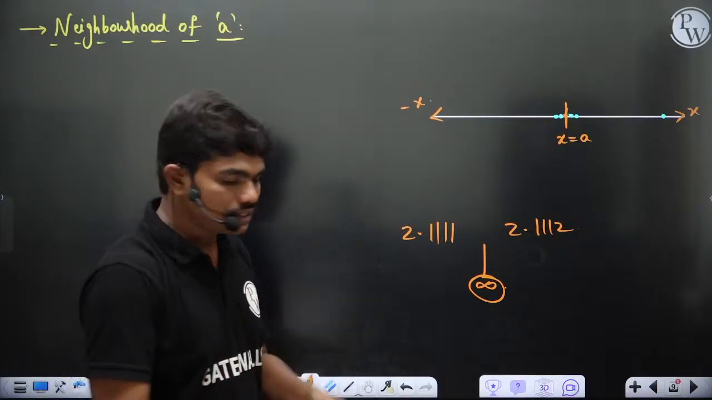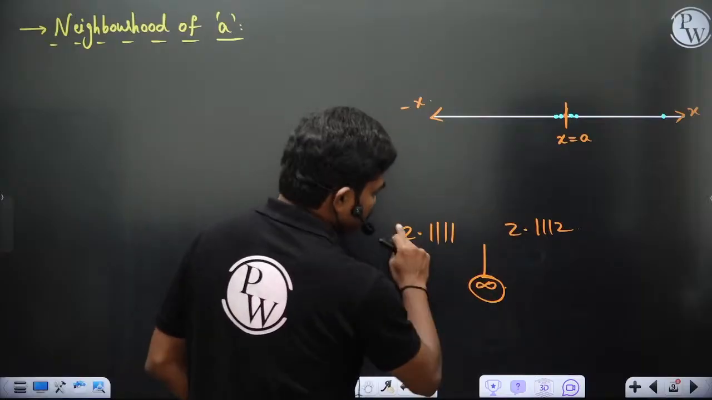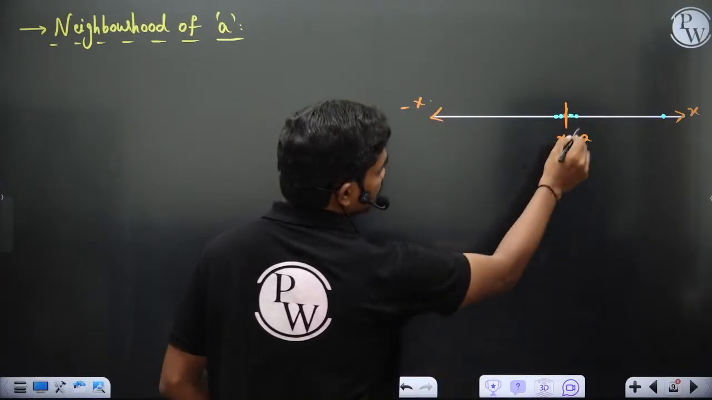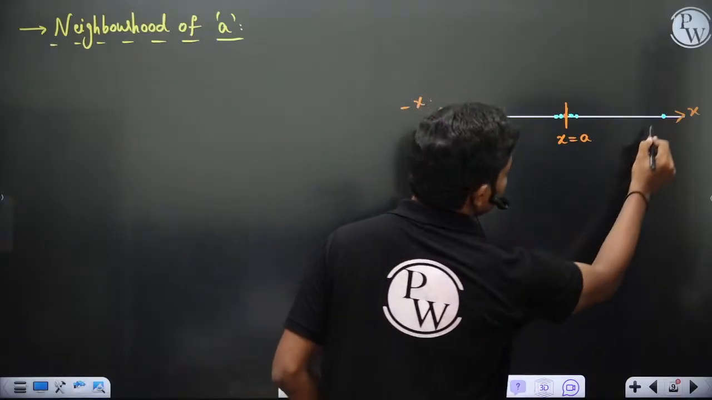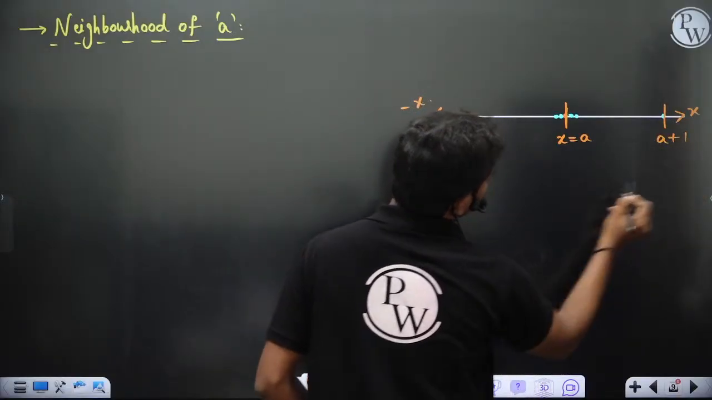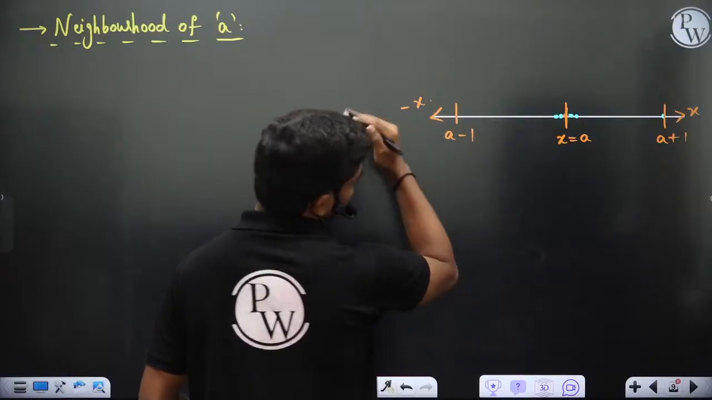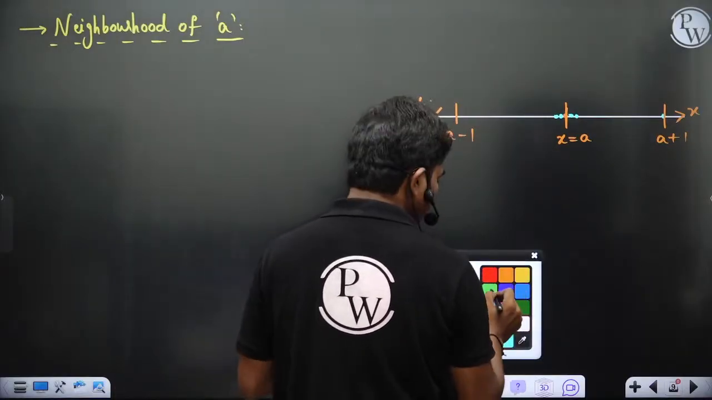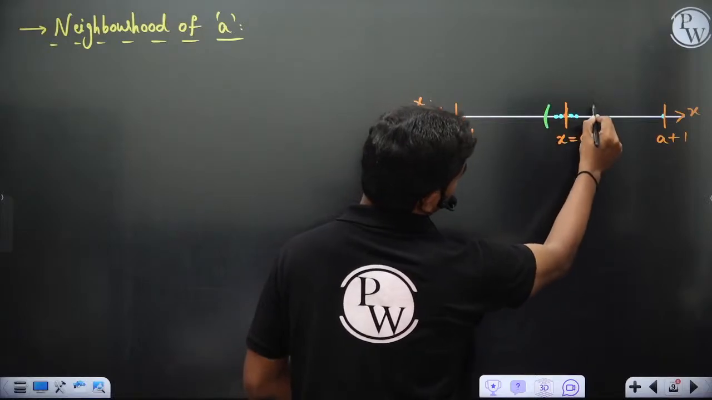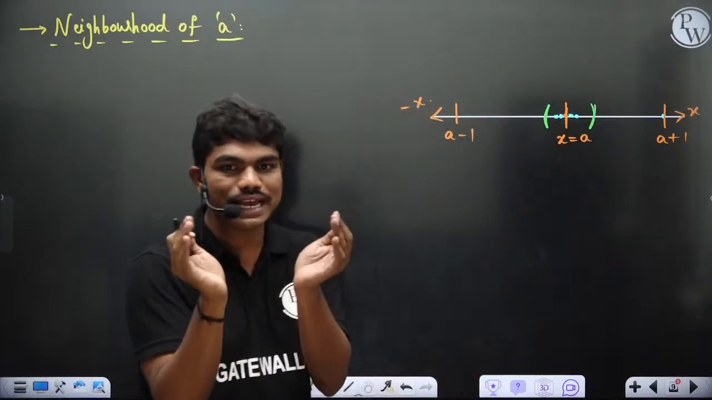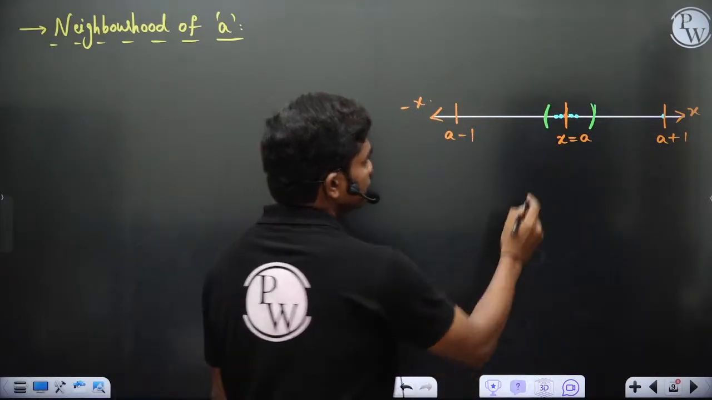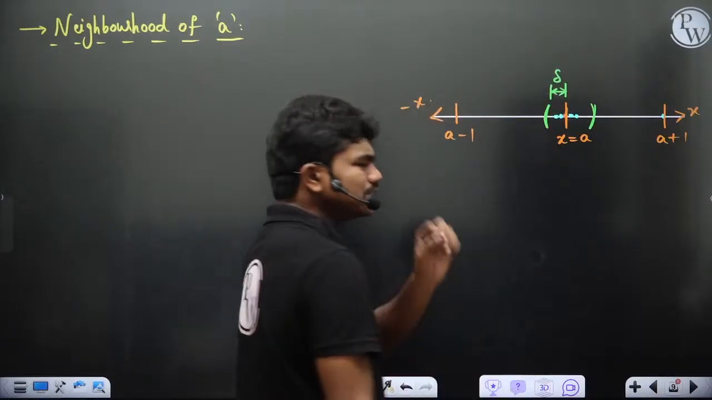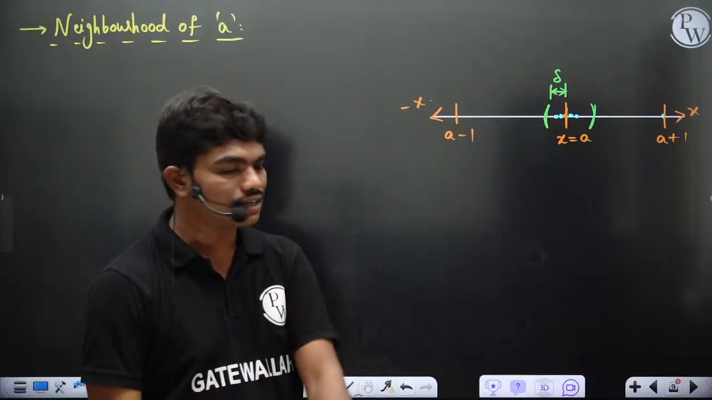But the main story here is, out of these infinite numbers, what happens? A few numbers lie very close to this a. If a is here, maybe a plus 1 is somewhere far away, a minus 1 is also somewhere far away. Now there exists some limit or some set of real numbers which lie very close to a. If I call this distance delta, delta is a very small number, of course.